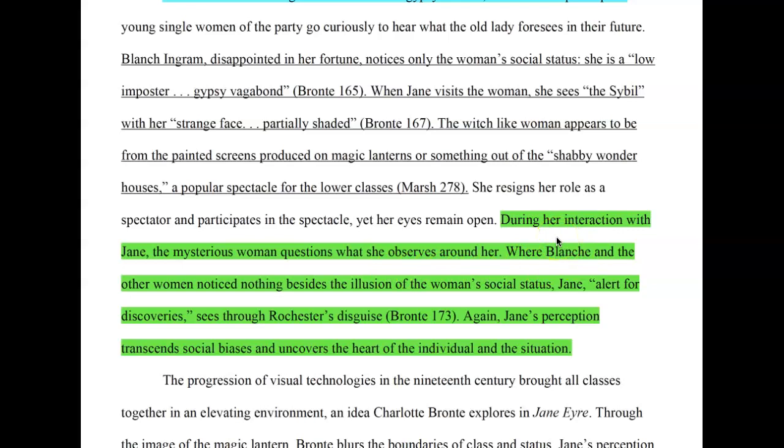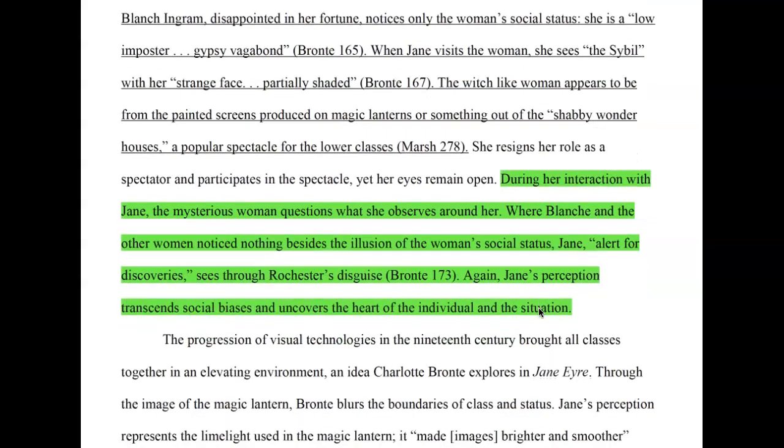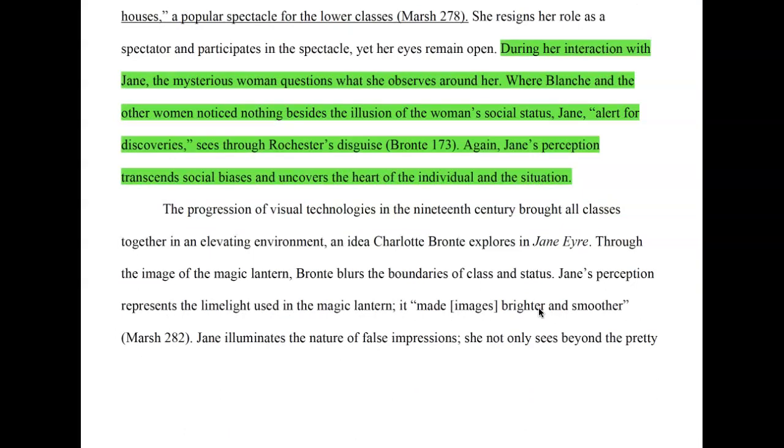During her interaction with Jane, the mysterious woman questions what she observes around her. Where Blanche Ingram and the other women noticed nothing besides the illusion of the woman's social status, Jane, alert for discoveries, sees through Rochester's disguise. Again, Jane's perception transcends social biases and uncovers the heart of the individual and the situation. So all of my body paragraphs connect back to that so what about social classes.